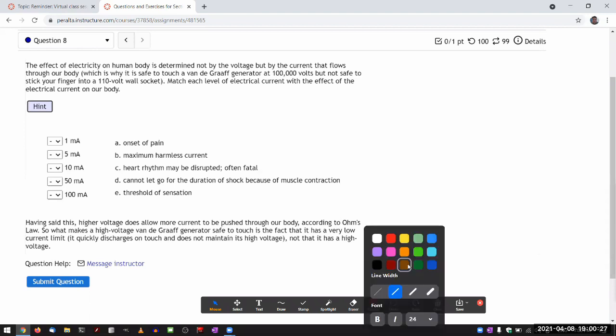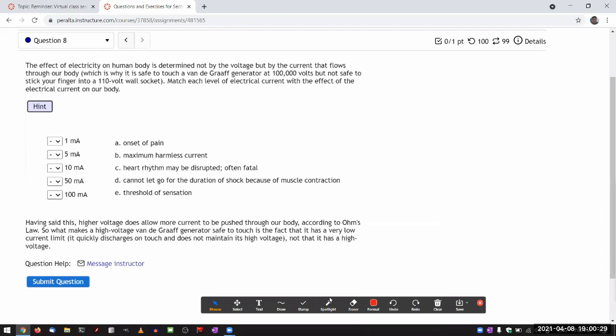I'll give a number one to the thing that seems least of anything. And the thing that seems the least of anything is this one, threshold of sensation. Because if it's below the threshold, that means you can't feel it. So if you can't feel it, that's literally nothing.